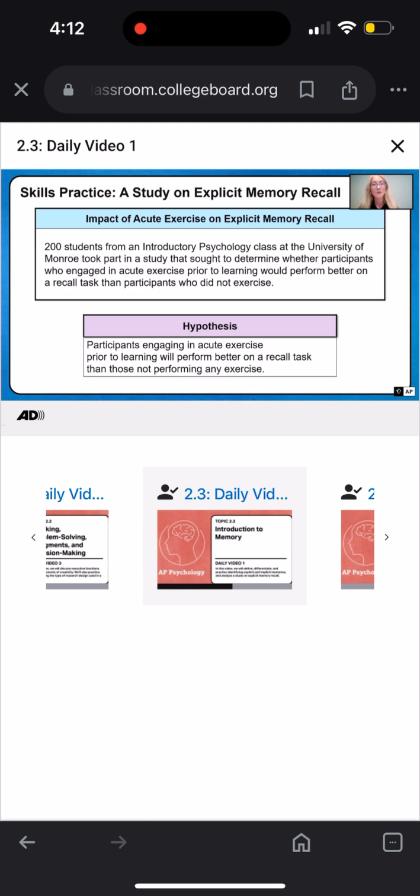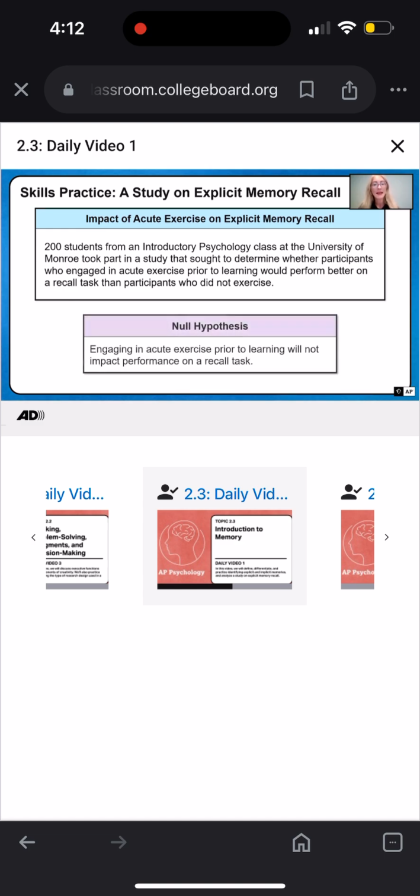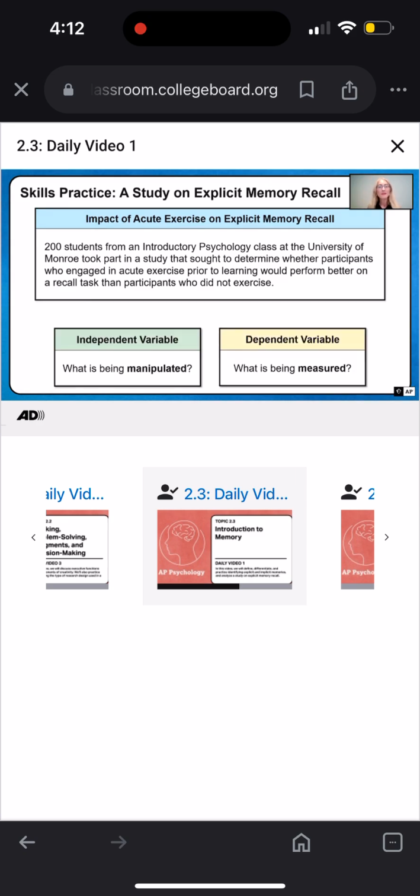So that's a lot of information, but let's take a look at this study and ask, what is our null hypothesis? If you recall, a null hypothesis would be that the independent variable has no effect on our dependent variable. Engaging in acute exercise prior to learning will not impact performance on a recall task. Let's try to identify the independent variable and the dependent variable, remembering that the independent variable is manipulated and the dependent variable is being measured. In this study, our independent variable is acute exercise, and we are measuring our dependent variable, which is recall.